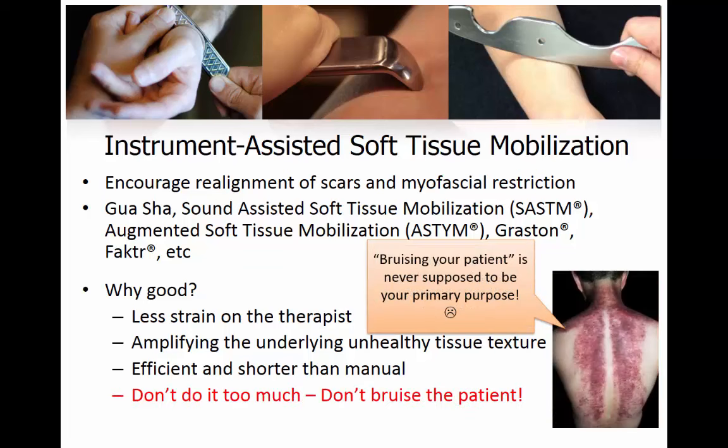We have to be careful though. We do not want to put too much pressure, and we do not want to bruise the patient. Remember that bruising may happen, but it is not the primary purpose of the treatment. Bruising typically indicates that we have damaged the tissue, so we would need to be extremely cautious in the following treatments.